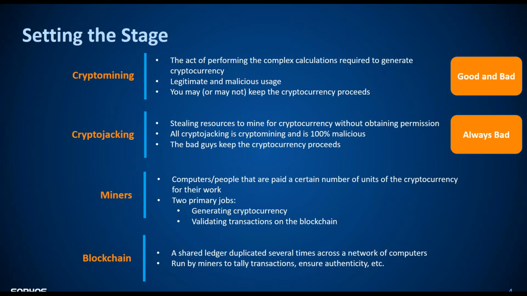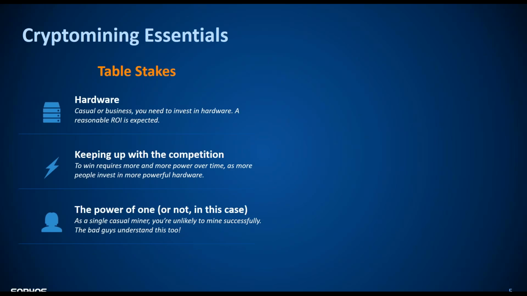So what are the table stakes when talking about crypto mining? One thing, of course, is the hardware. You need hardware to be able to run a crypto miner. It can be casual hardware, so it can be your workstation or your notebook at home. It can be a business machine, so a server or workstations. But anyway, you will have to invest in hardware. You can use the hardware that you have at hand, that's not a problem, but you can also invest in something new. And it's always the same: to earn money, you need to invest money.